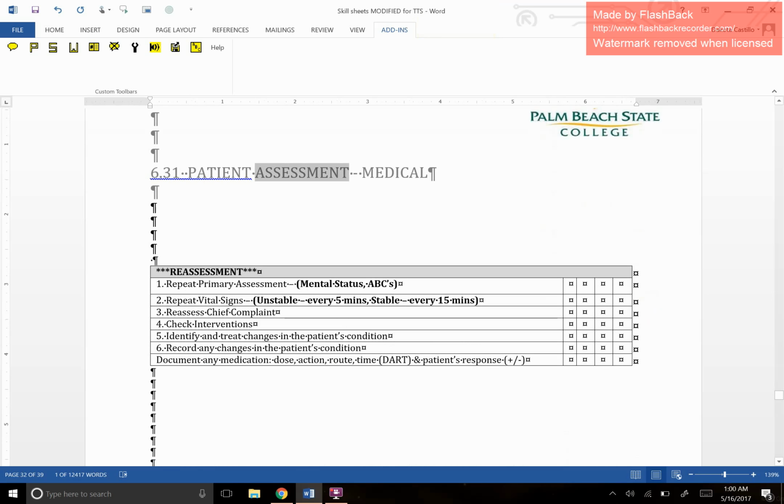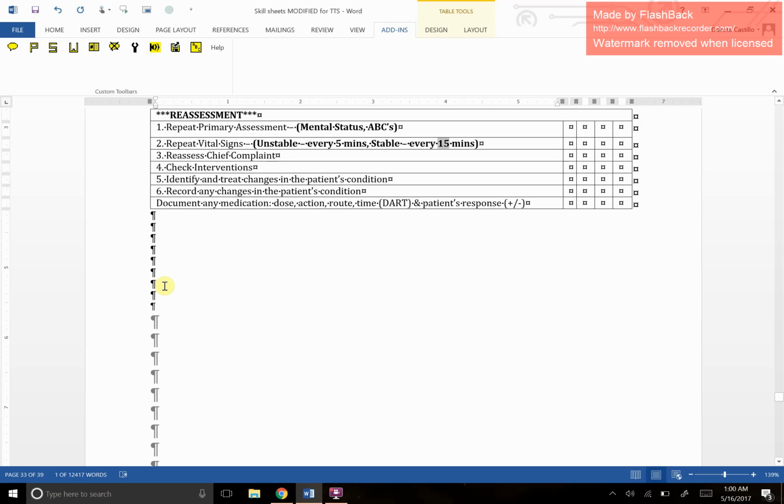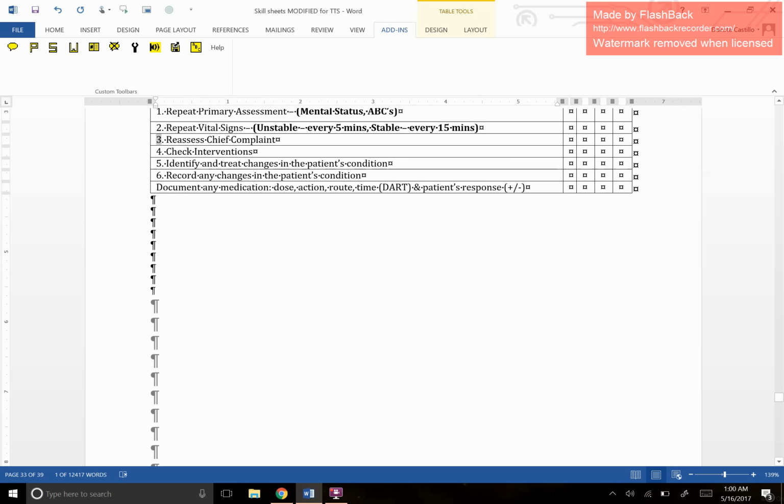6.31 Patient assessment, medical. Reassessment. 1. Repeat primary assessment, mental status, ABCs. 2. Repeat vital signs, unstable every 5 minutes, stable every 15 minutes. 3. Reassess chief complaint. 4. Check interventions.